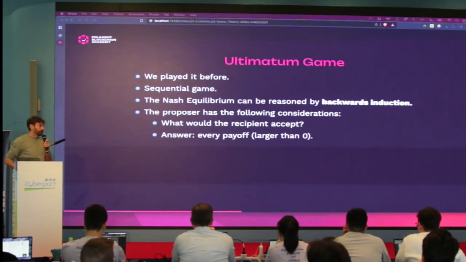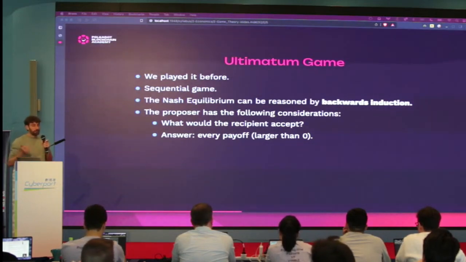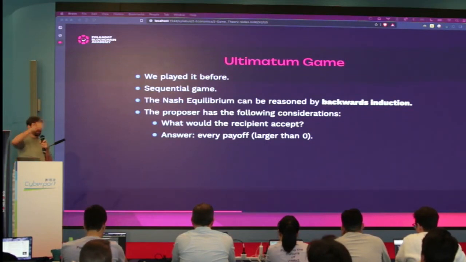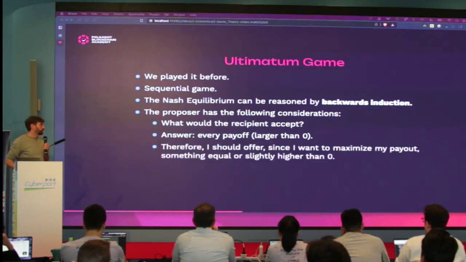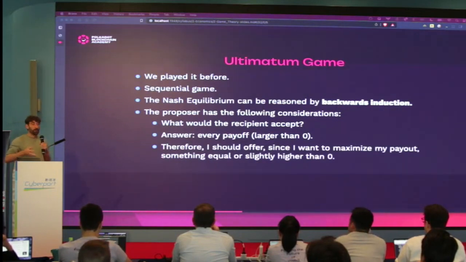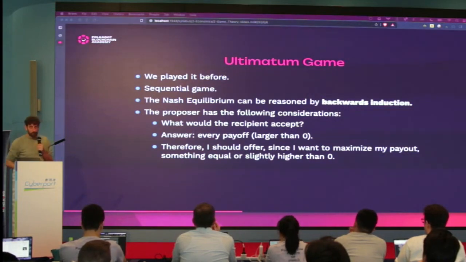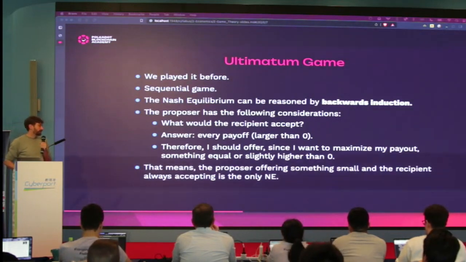And the answer basically is every payoff larger than 0, right? Like with 0 is a little bit of a special case. Let's say it would be rejected or accepted with 50% probability because the other one just doesn't care, but the person has to press something, so it's random. But if we offer a little bit more than 0, we actually should assume that there will be an acceptance, right? Because more money is better than less. If I know that, I should of course offer only, since I want to maximize my own payout, something 0 or slightly above 0. Actually, in the case of the ultimatum game, the lowest value above 0. So the proposer offering something small and the recipient always accepting is the only Nash equilibrium.